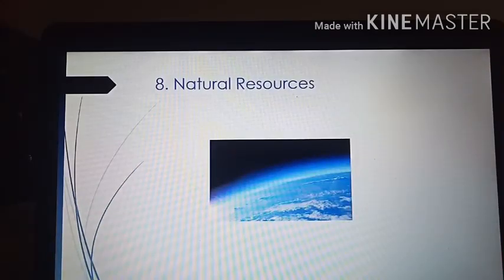Eighth chapter and the last chapter of Standard 9 is Natural Resources. Natural resources, as we all know, are a gift to us from the earth, and in this chapter we will learn about the breath of life, air, components of air, importance of oxygen and carbon dioxide. What is the role of atmosphere in climate control? What is the necessity of atmosphere?